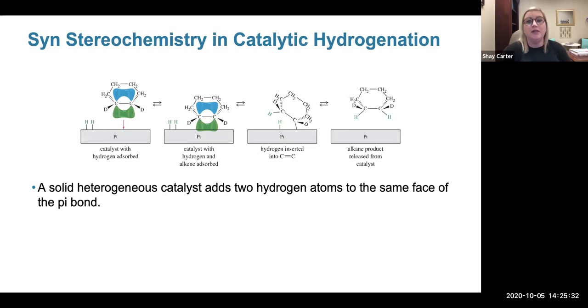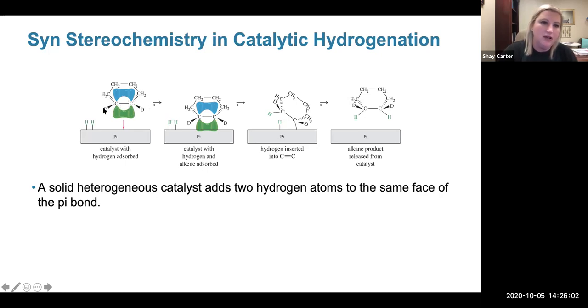Heterogeneous catalyst. Okay, so here's a good picture of the syn stereochemistry in catalytic hydrogenation and exactly how it works. So we have a solid heterogeneous catalyst, and it adds 2 hydrogen atoms on the same face of the pi bond, okay? So here we have our pi bond, our double bond. This is our original sigma bond. Nothing changes with it. Here's our ring.